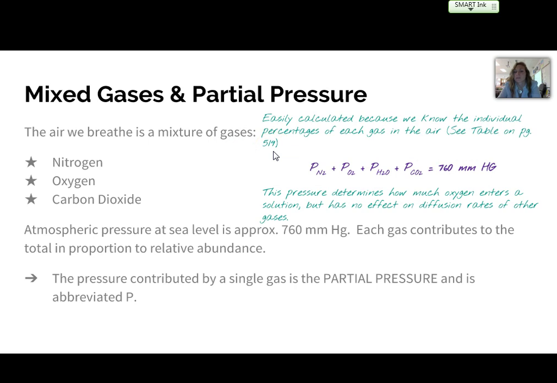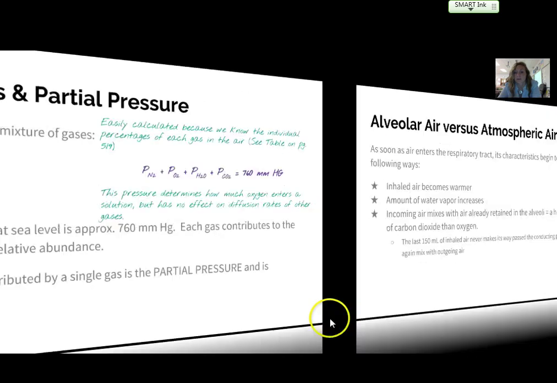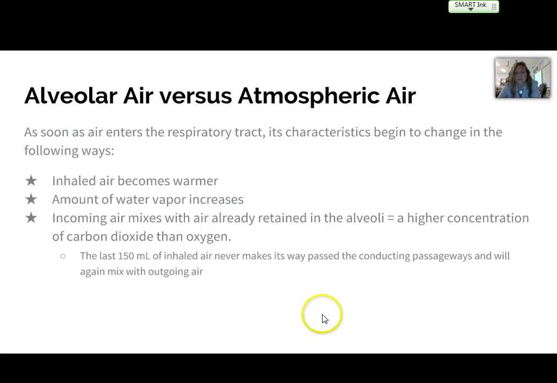It's about on page 519 if you want to check it out. You don't have to know them. But if you added up all the partial pressures, you would get this total number of 760, which is what we use to determine how much oxygen enters a solution. It doesn't have an effect on diffusion rates of other gases, and you can also do the same calculation with these other gases. A partial pressure is abbreviated with a P, so recognize that when we start talking about their effects here.